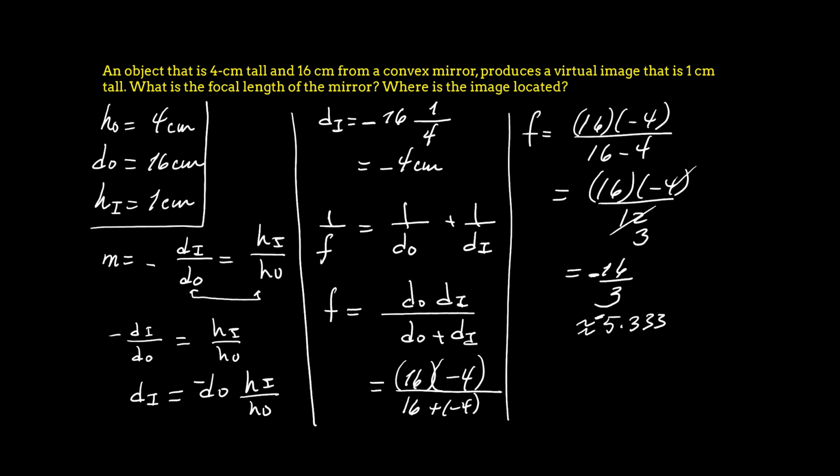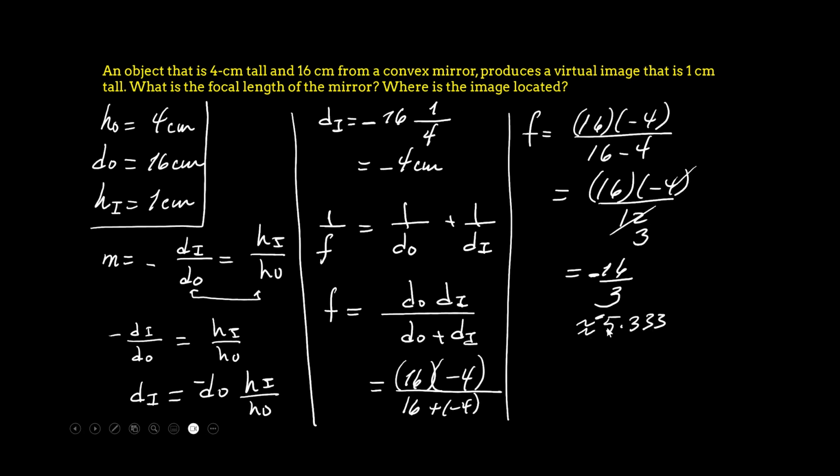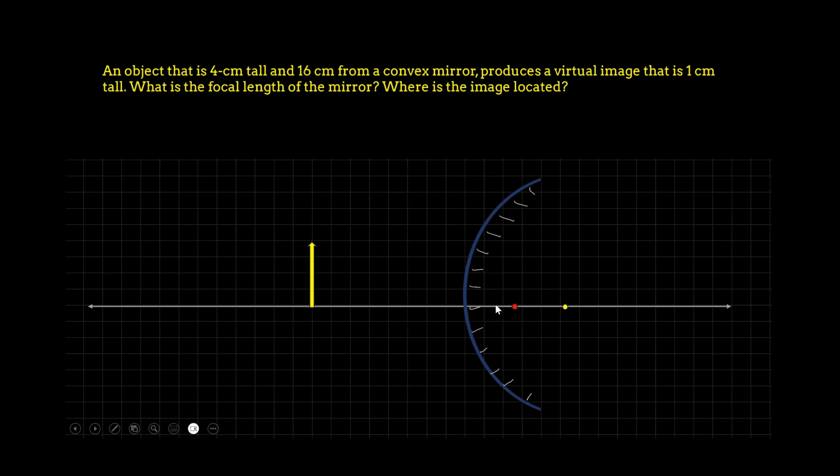So let's see again now if all this is confirmed by ray tracing. So here's my object, the 16 centimeter mark. Each unit is 4. Let me see. 1, 2, 3, 4, 5, 6, 7, 8. And I put the focal length as 5.3. So here's 1, 2, that's 4, that's 6. It's closer right here. And let's see where the image lands.